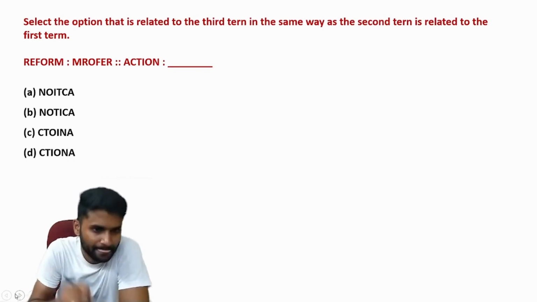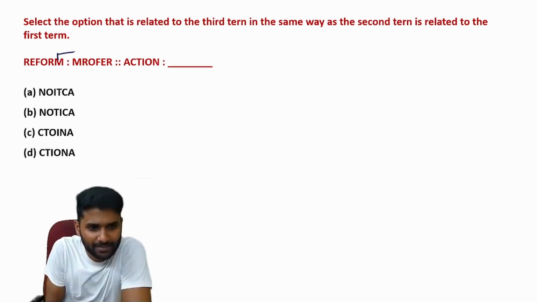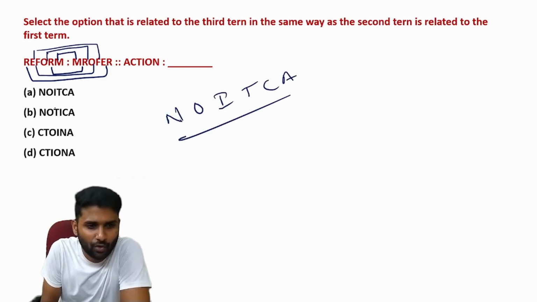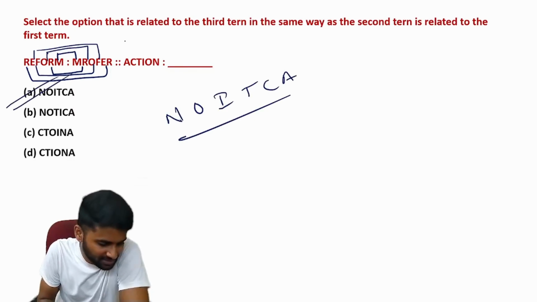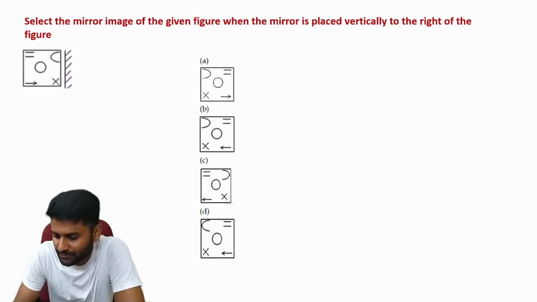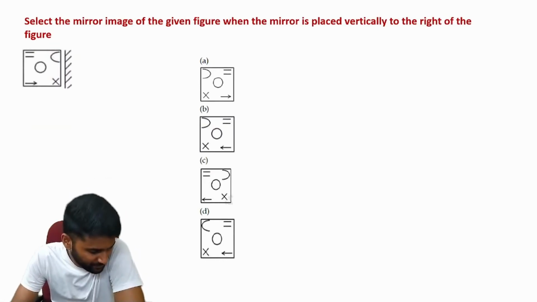Now observe, guys. Here M is shifted to the first position, R to the next position, then O, F, E, and R. According to ACTION, the first letter is N, O, I, T, C, A. So N, O, I, T, C, A. So option A is the correct answer. Very good. Next. Same question from the mirror image concept. Very good, Nana. Sai Chand, Vijaya. Keep going.